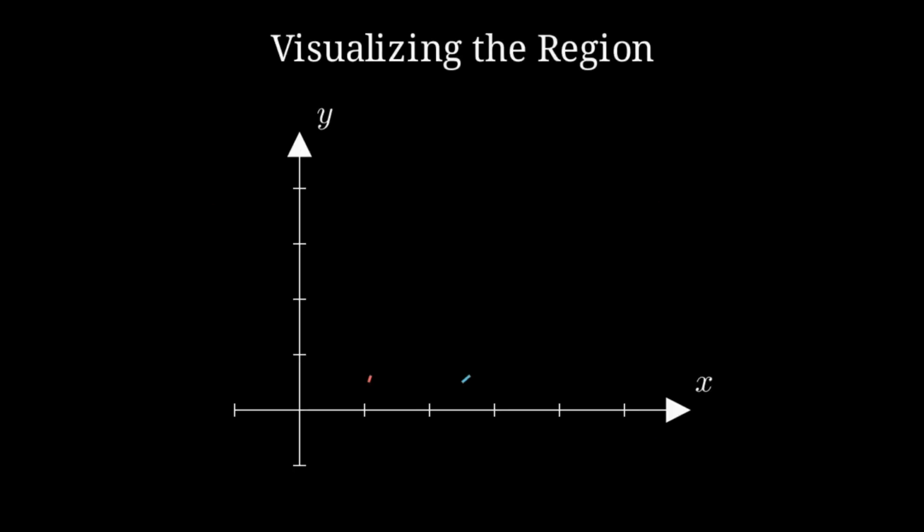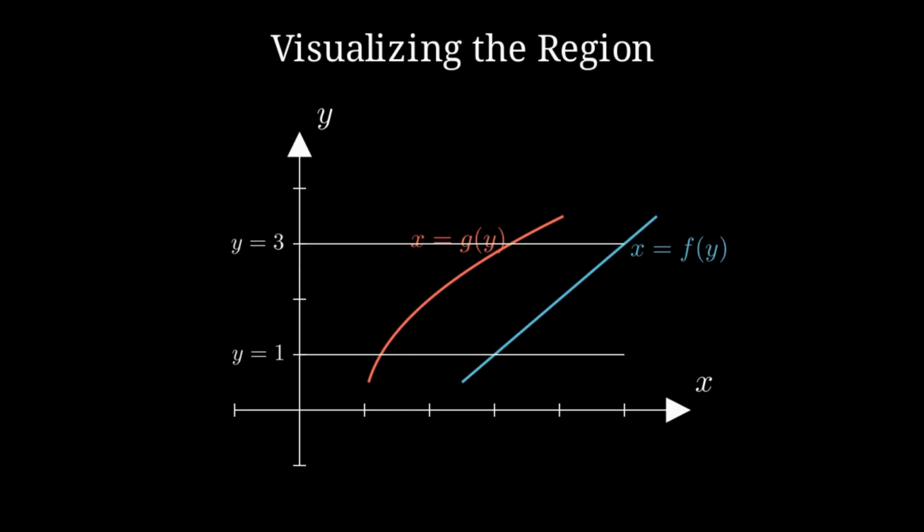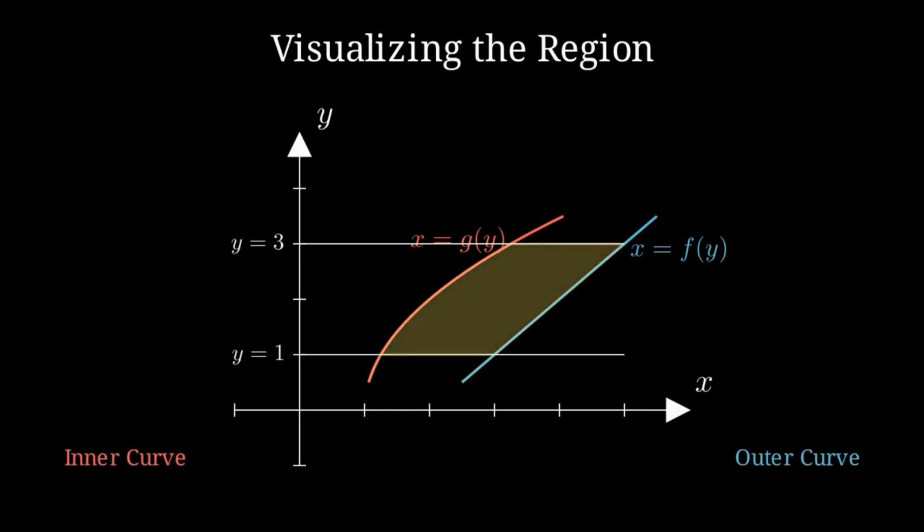To set up our integral, we must identify which curve is further from the y-axis. The curve furthest away is our outer radius, while the curve closer to the axis is our inner radius. Identifying these correctly is the most important step in ensuring a positive, accurate volume calculation.